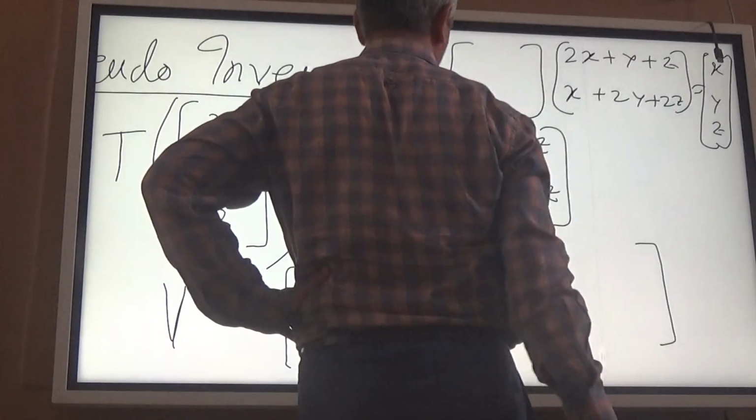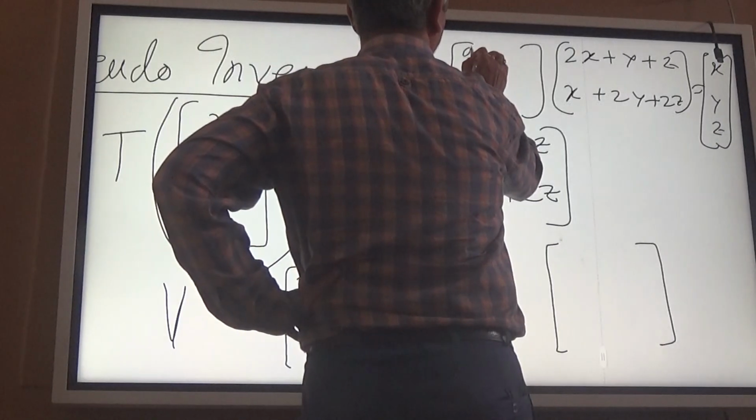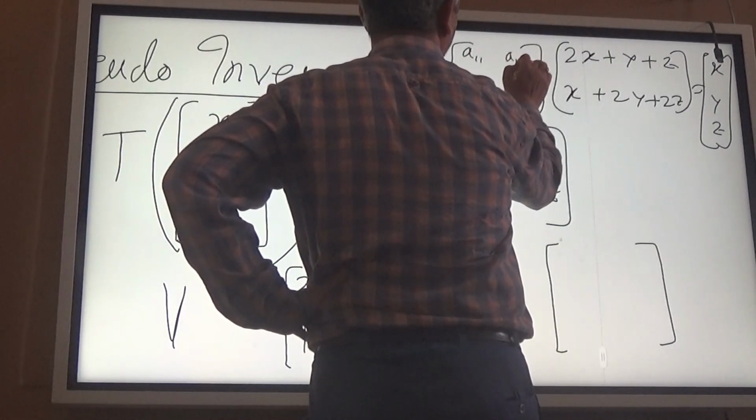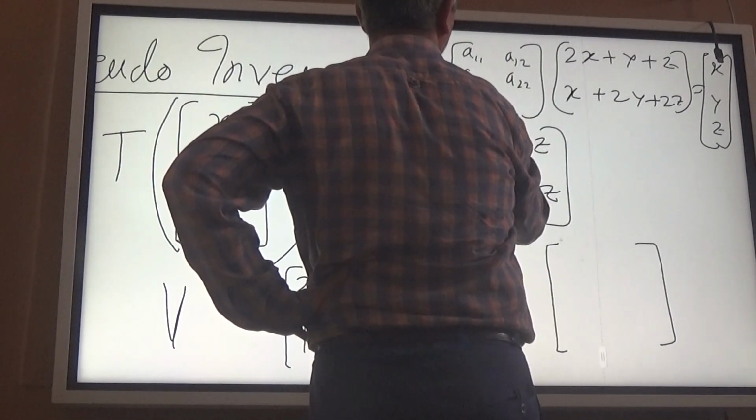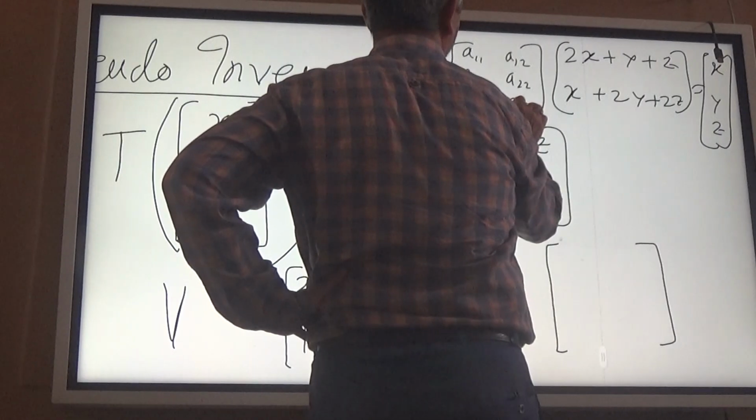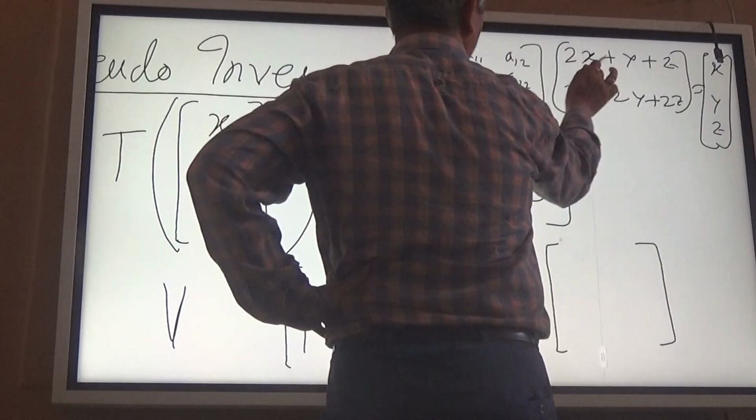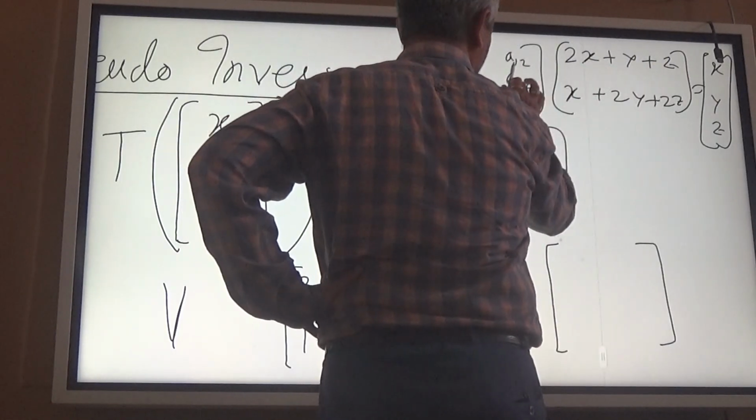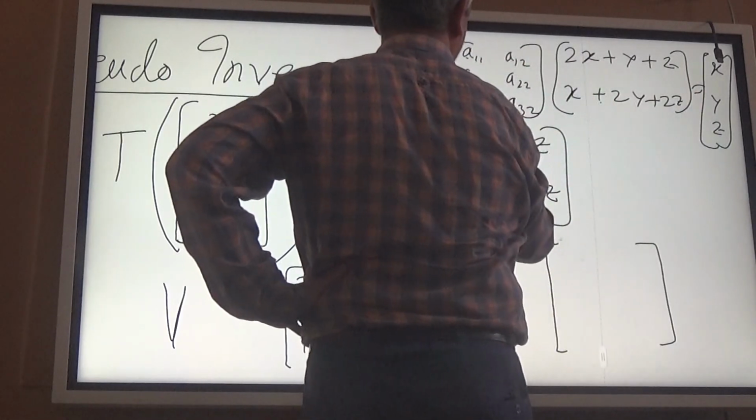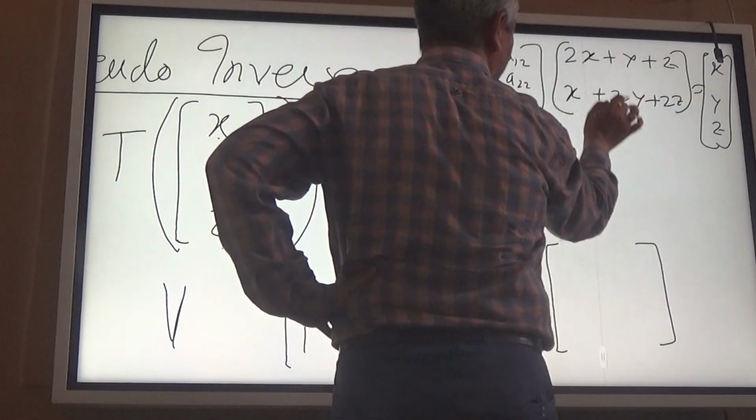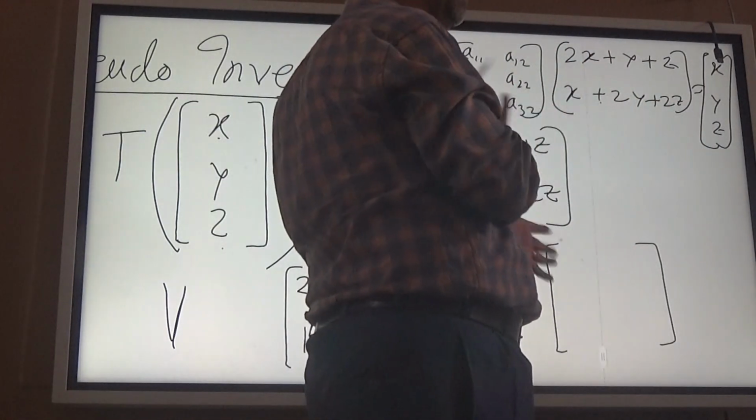How many terms should there be? It should be A11, A12, A21, A22, A31. First row into first column should be x. A11 into this plus A12 into this should be x. A21 into this plus A22 into this should be y. And A31 into this plus A32 into this should be z. Right?